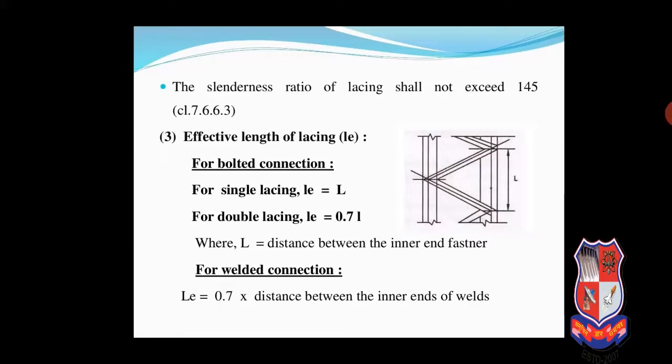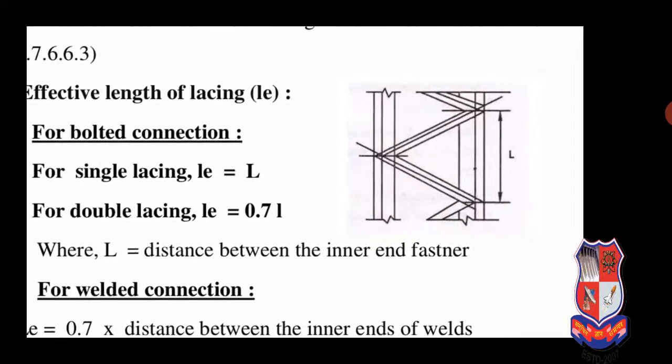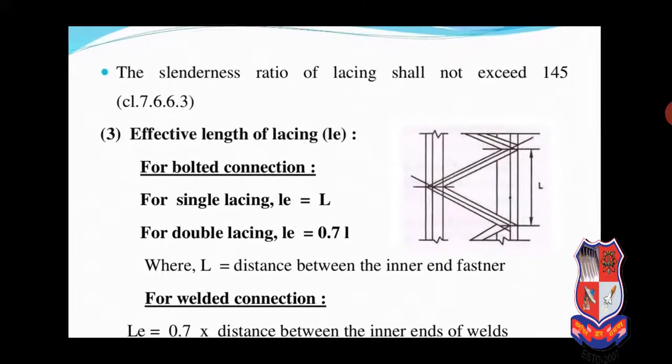Next one will be the effective length of lacing. First, effective length of lacing is denoted by LE. You can see the figure of L. The length between the lacing center to fastener is denoted by L.